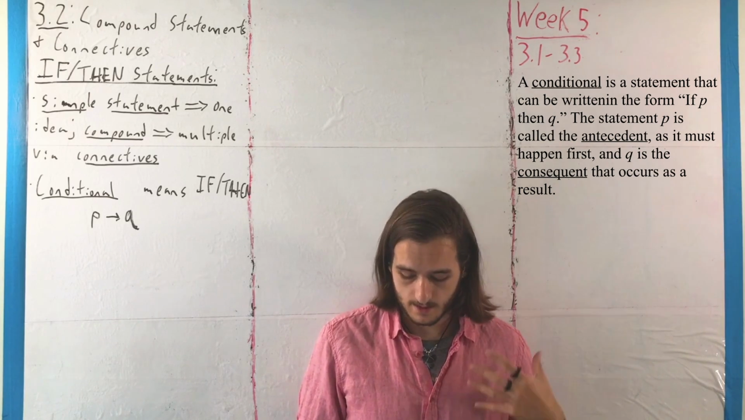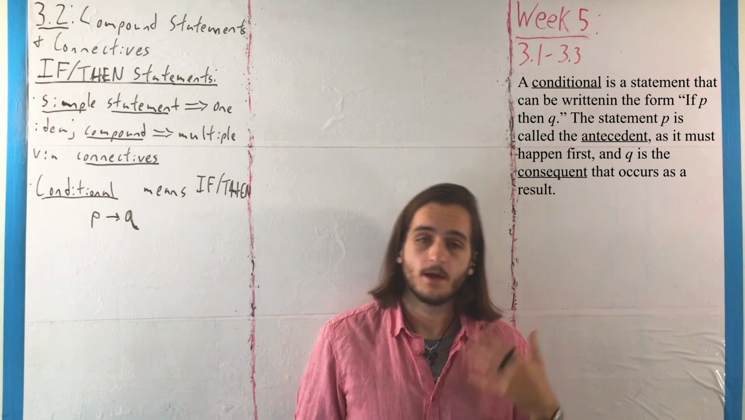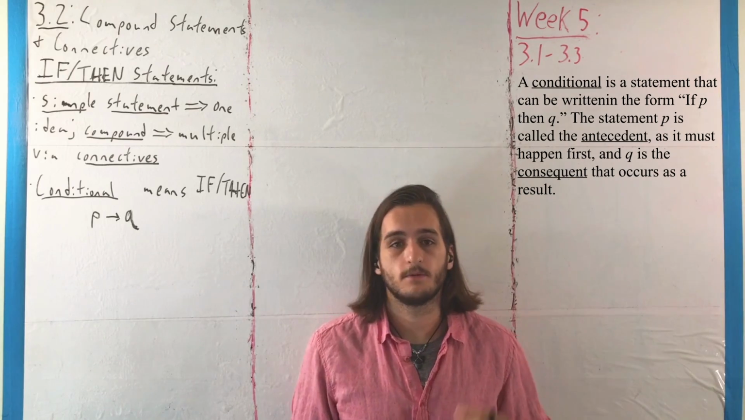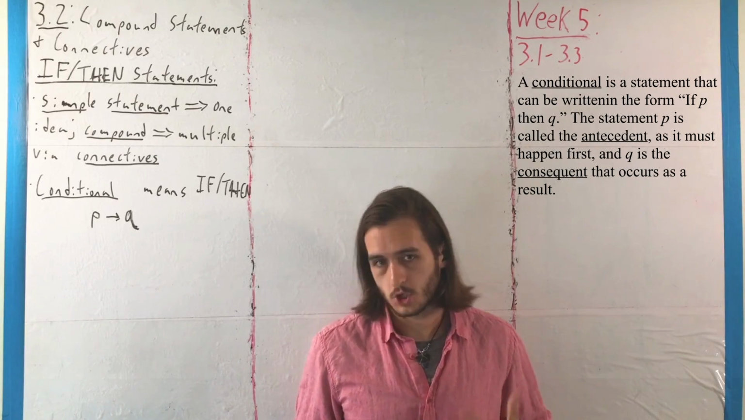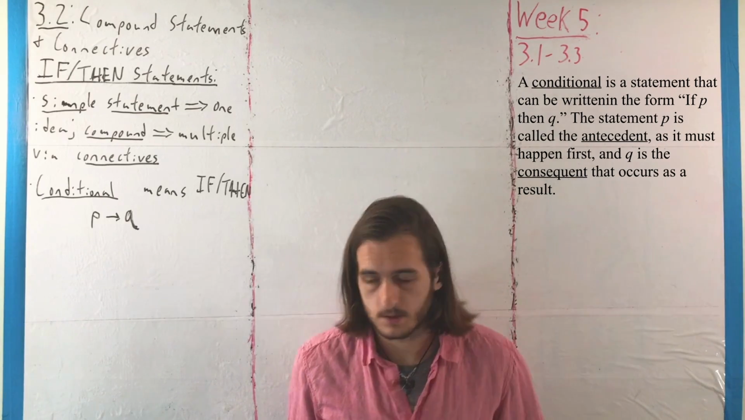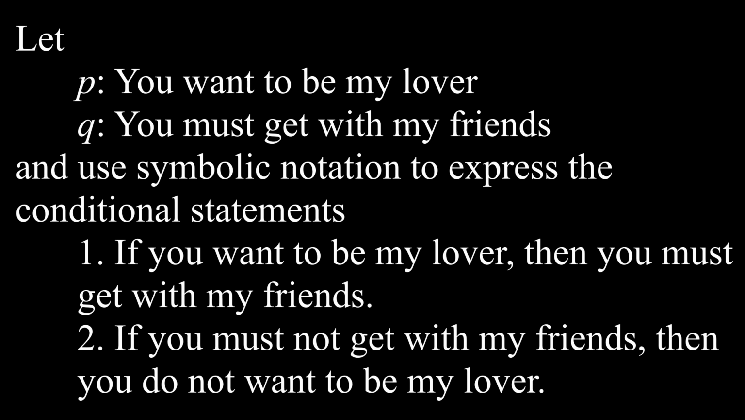for math. And as we've done before, let's get another quick example for how this can be interpreted in terms of those new symbols. So what we have here are the statements P is you want to be my lover, and Q is you must get with my friends, where we want to use symbolic notation to express the conditional statements. If you want to be my lover, then you must get with my friends, and if you must not get with my friends, then you do not want to be my lover.